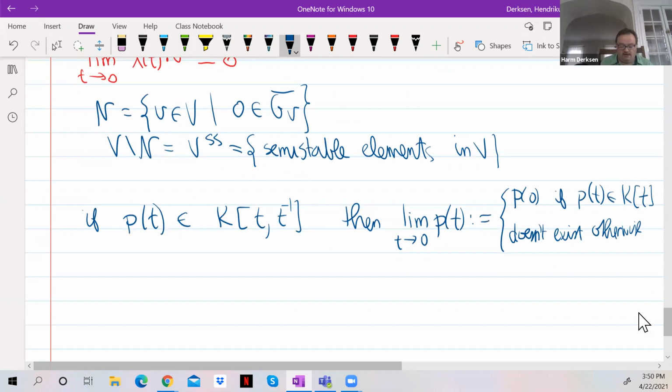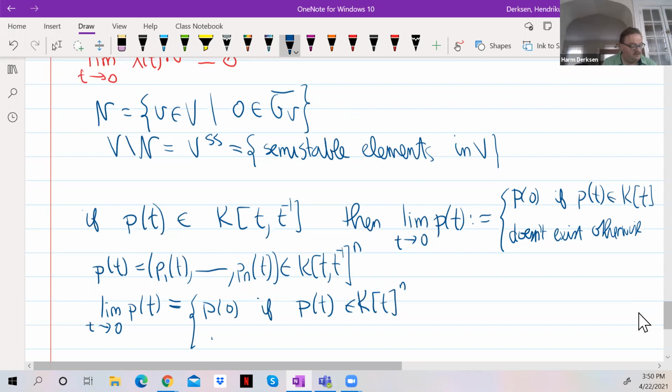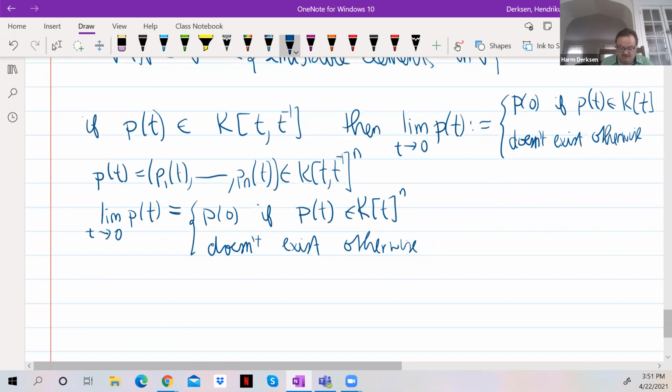And you could also do this for vectors, right? So if P(t) was actually a vector of Laurent polynomials, then this would be just P(0) if P(t) is actually just a vector of polynomials, and then not defined, doesn't exist otherwise. So that's kind of what I mean with these limits over an arbitrary field.